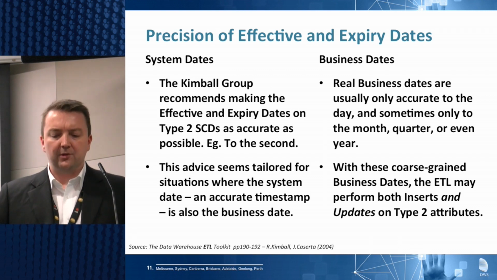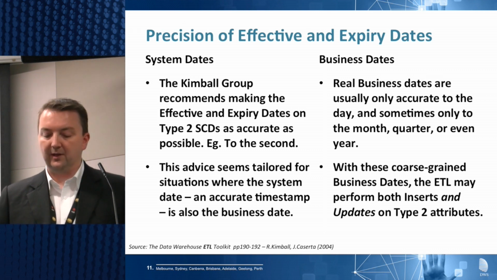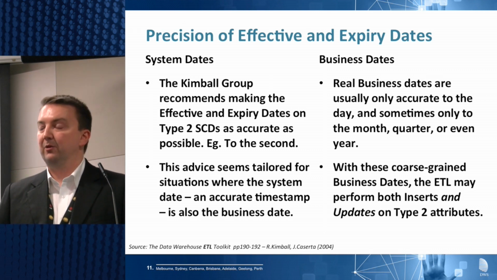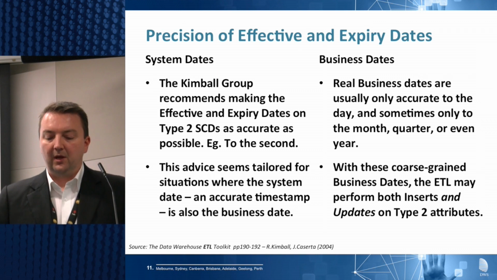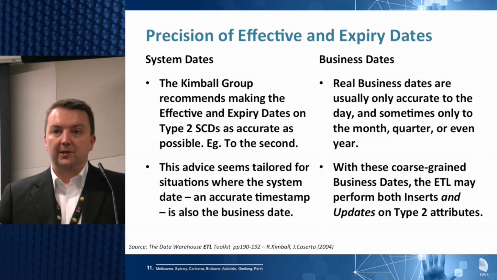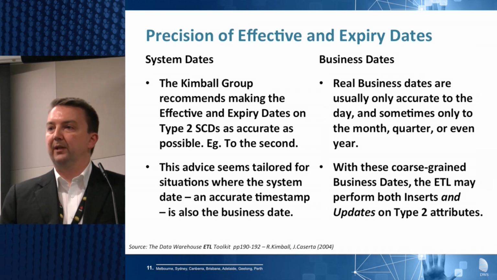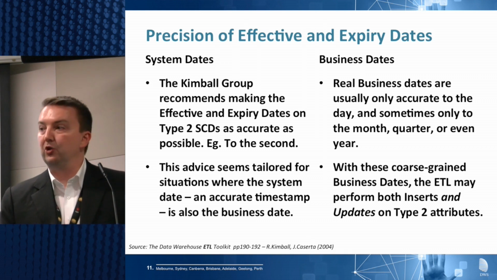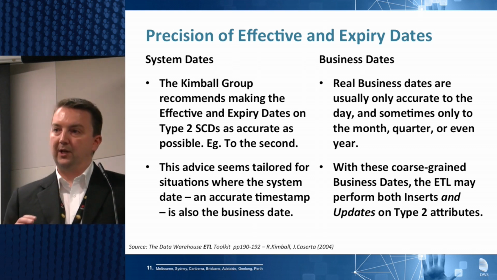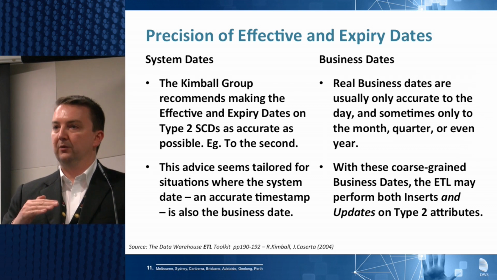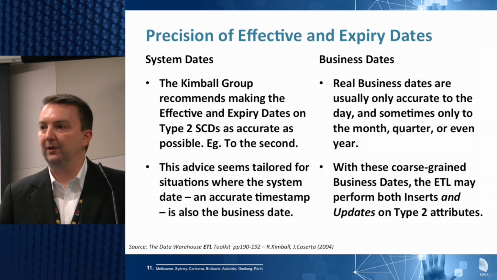As a result of using business dates, sometimes business dates aren't even accurate to the day. Sometimes they're only accurate to maybe the month, or I've encountered one case where they were accurate only to the financial year. If we've got a very coarse granularity in our business dates, we need to be prepared to do more than just update the old row and insert the new one when we get a change to our type 2 slowly changing dimension. We need to be prepared to update the current row if the change is for the same date period as the current row.